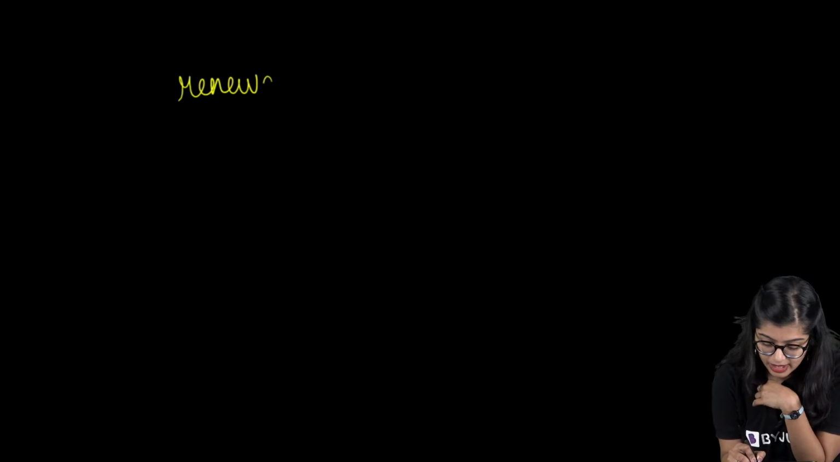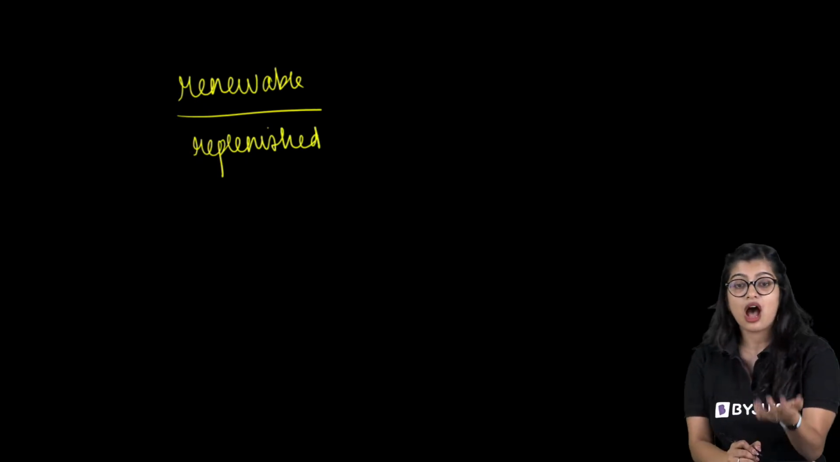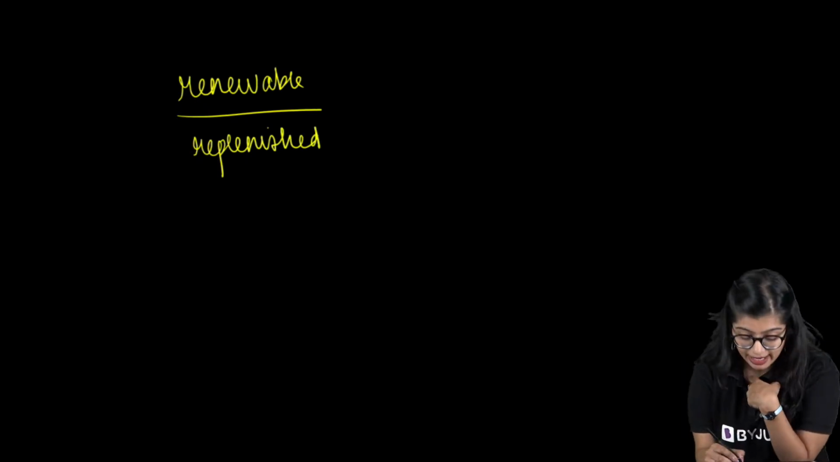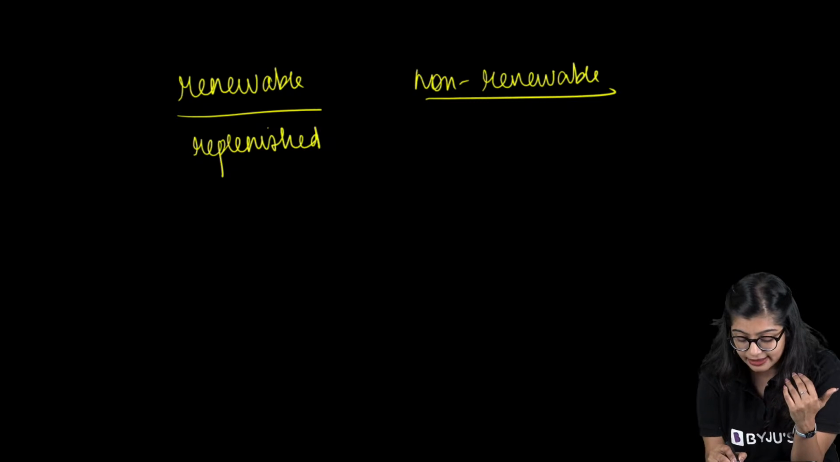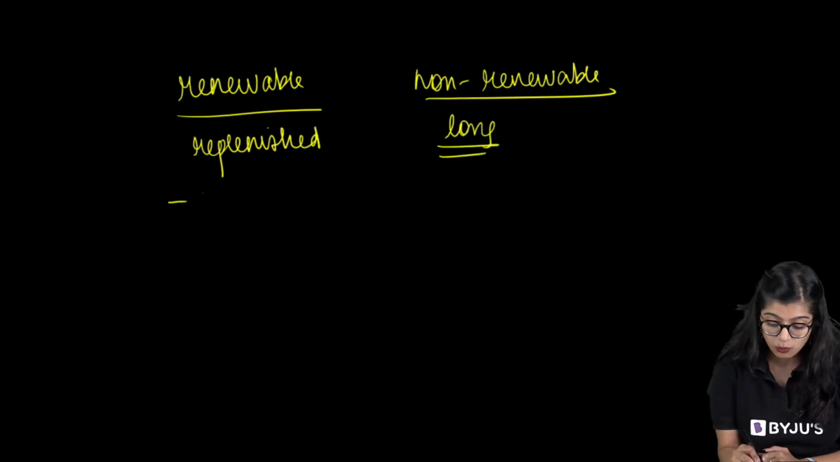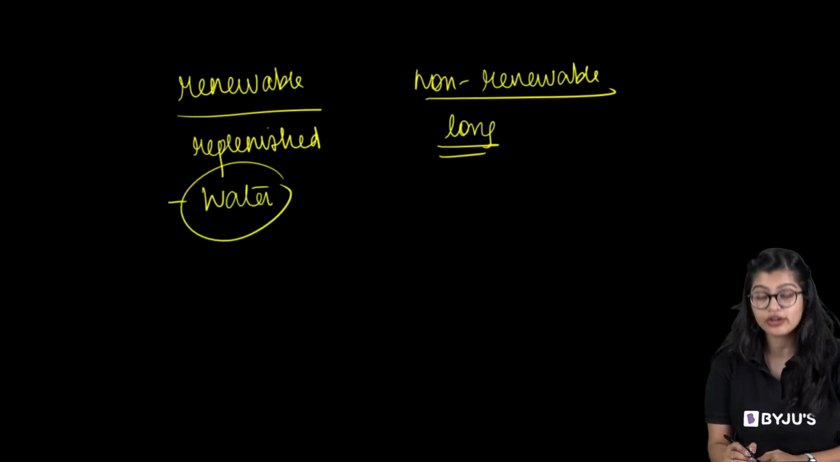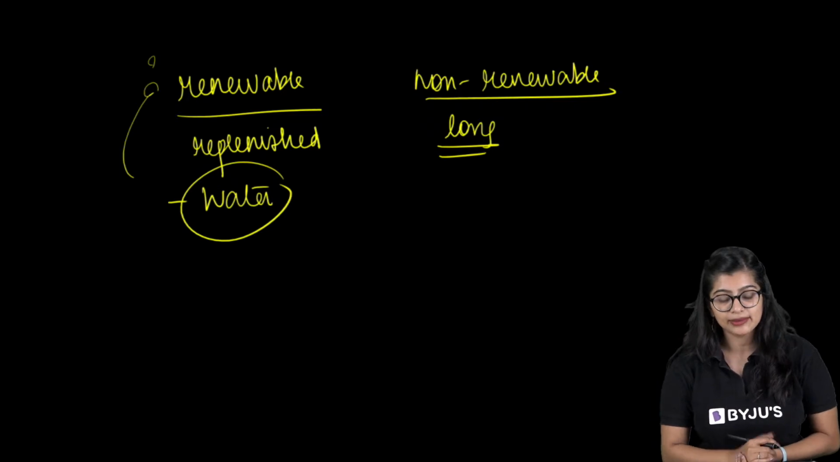Ma'am, what is renewable, non-renewable? I taught this in your previous session, but I'll go ahead once again. Renewable resources are those which can be replenished. That means after using, I can get it back. While non-renewable are things which I will not get back easily. Once I use it, I use it, and it takes a long period of time for it to form. So is water a renewable or a non-renewable resource? It is a renewable resource, right?